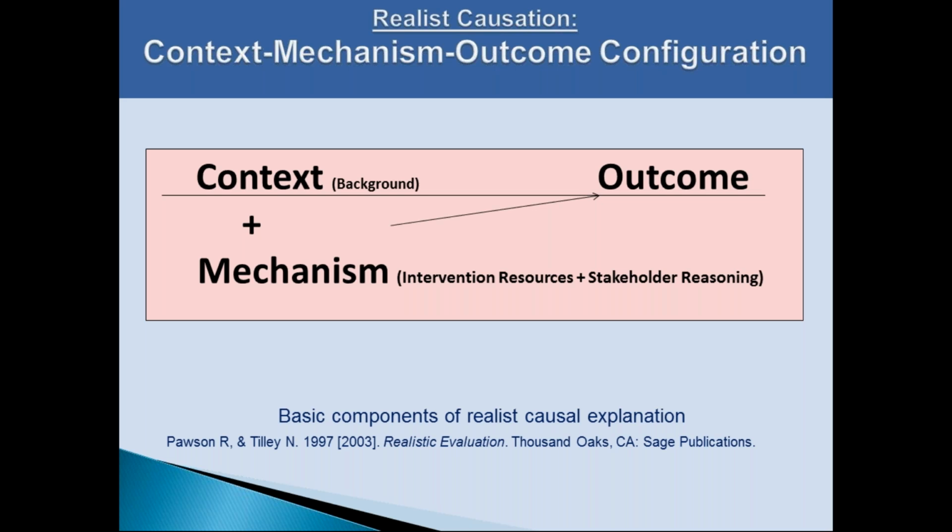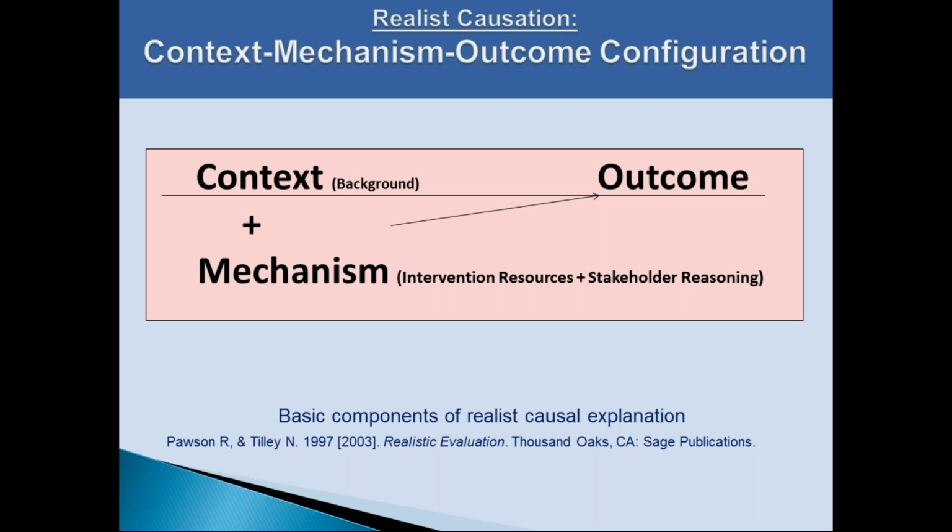But essentially, what I'm saying here is that a simple way to distinguish between context and mechanism is to think of the context as the background or the backdrop or the environment of a program, and the mechanism as the combination of the intervention resources and the stakeholder reasoning. So the actors involved could be the participants, the recipients of a program, but they could also be implementers, frontline workers, managers, other people that have a stake in the program and in the outcome of the program and how they experience resources that are offered through the program.